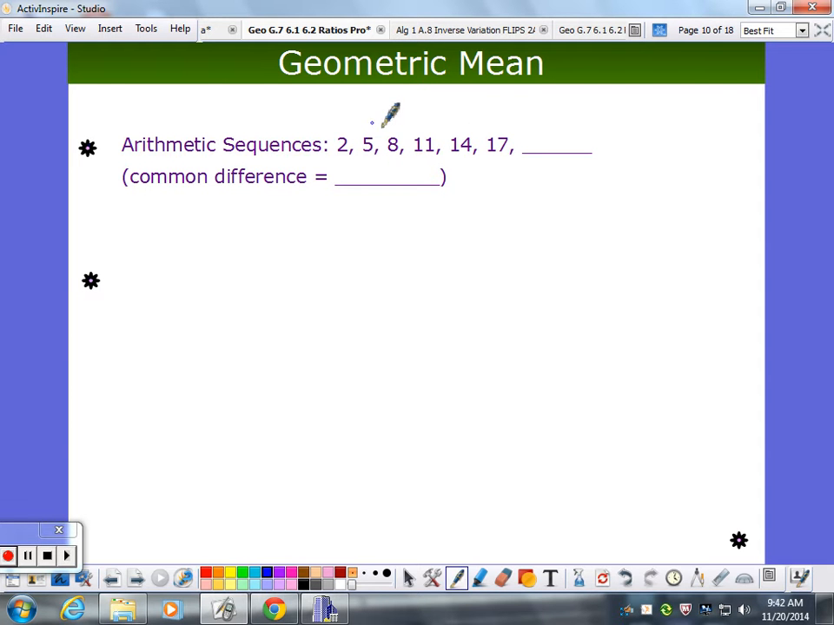So, 2, 5, 8, 11. What do you think comes next? Plus 3. We look for a common difference. The difference between 5 and 2 is 3.